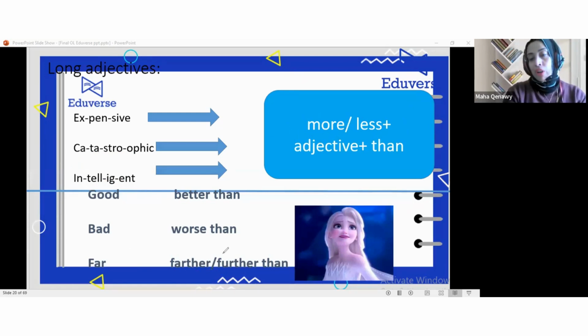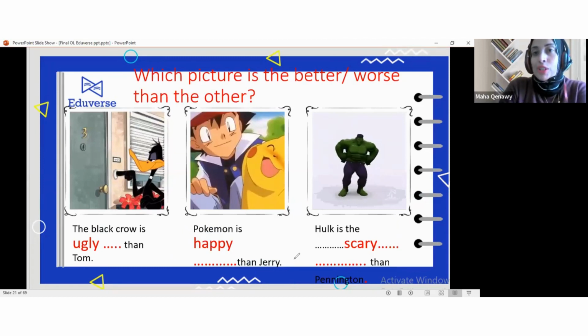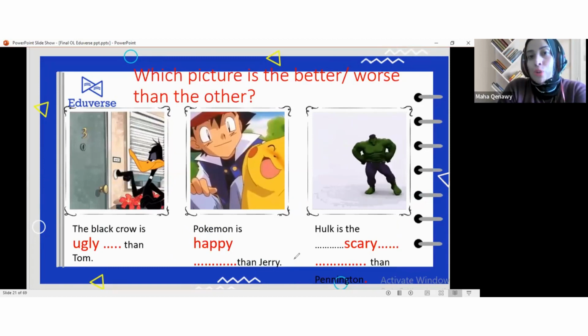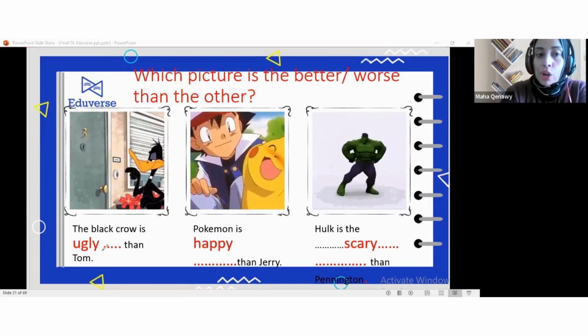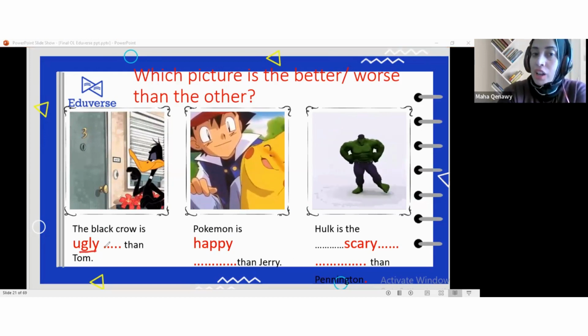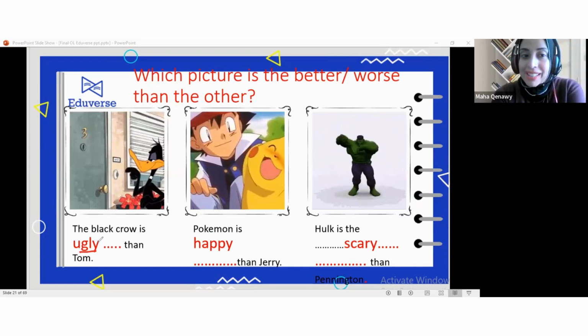Both farther and further have the same meaning, but in some few cases, we can use further for place and farther for time, maybe. Which picture is better or worse than the other? We can compare two pictures only. The black crow is ugly than Tom. How can I change it, my friends?